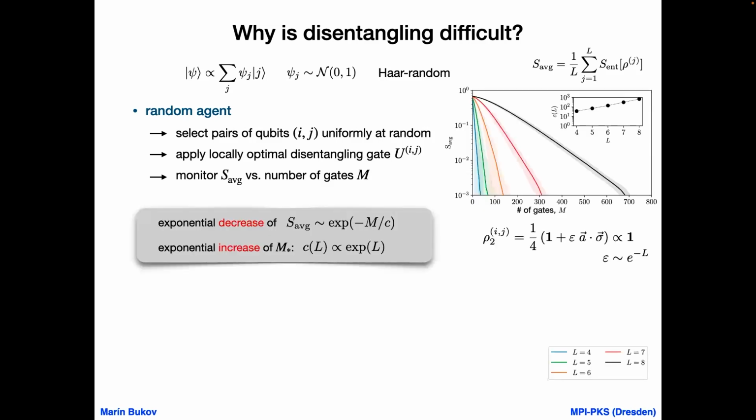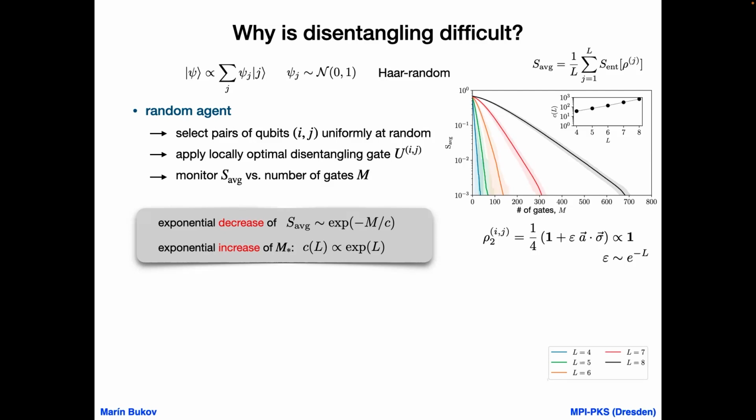On the x-axis, I have the number of gates, and on the y-axis, on a log scale, I have the average total single qubit entanglement entropy. And now what you see very clearly from this scaling is that the average entanglement goes down exponentially in the number of gates, which is actually pretty good. It means that the locally optimal gate that I showed you is able to get rid of the entanglement at an exponential speed. It could have been a power law, right? But it's not, it's exponential.